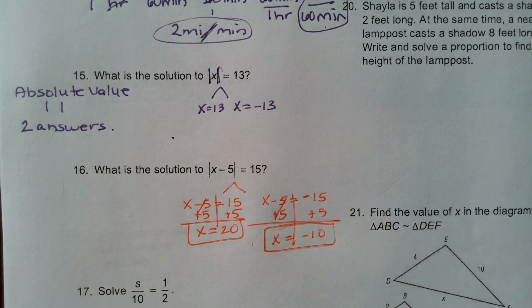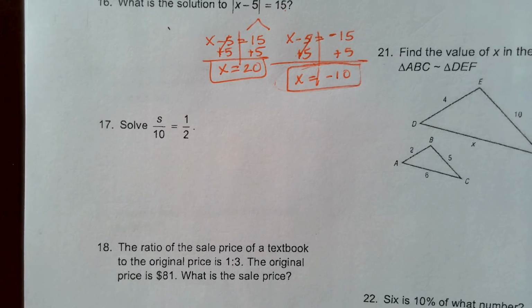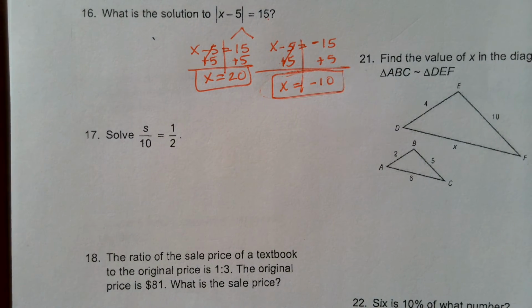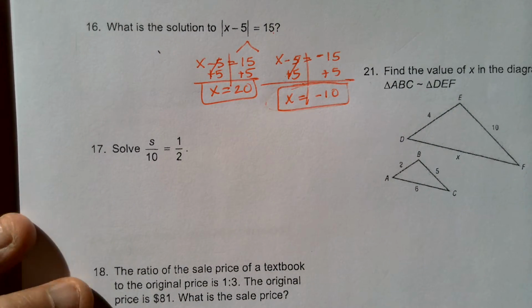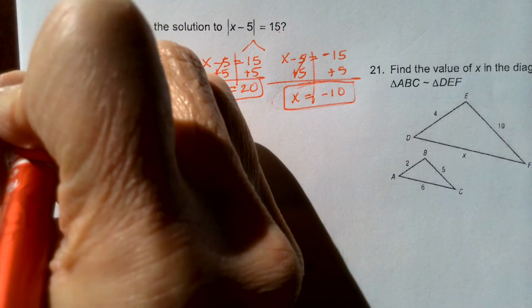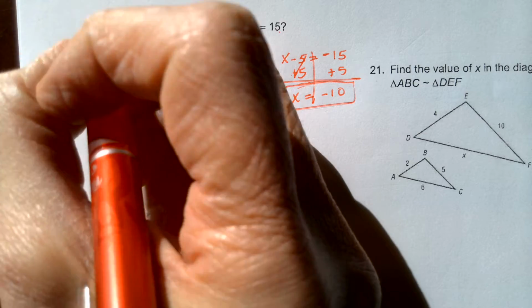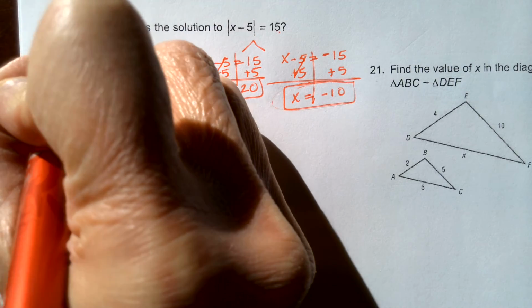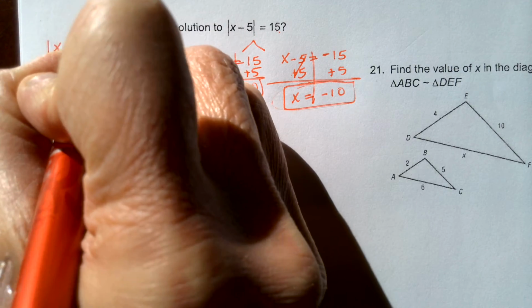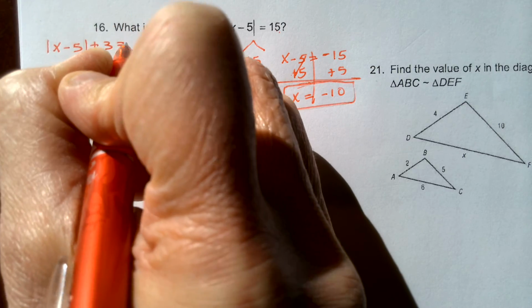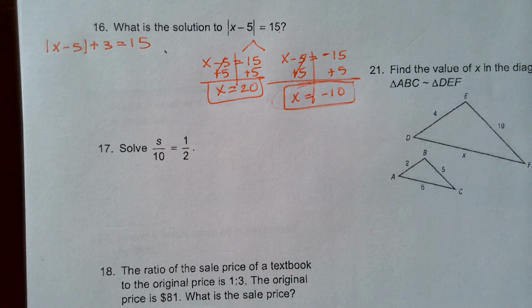All right, here we go. Now, I'm going to give you another one. I want you to stop the video and solve this one. Okay, so it's absolute value of x minus 5 plus 3 equals 15. So stop it and solve it.